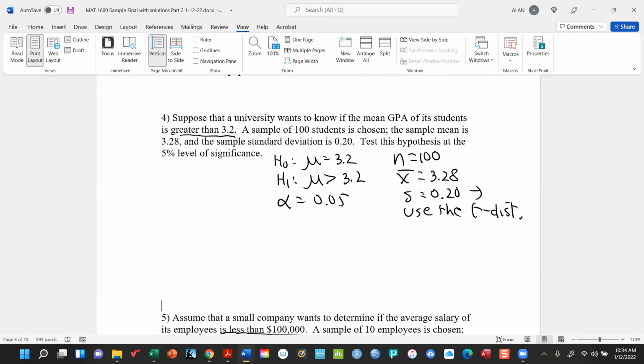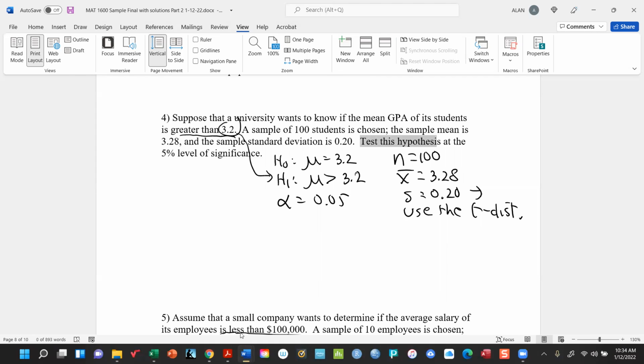All right. So like here, it specifically says the words, test this hypothesis. What we're trying to find out is whether or not the mean GPA is greater than 3.2. So the null is always written this way. The mean equals that number. The alternative is this one. We're looking for evidence that the mean is above 3.2.